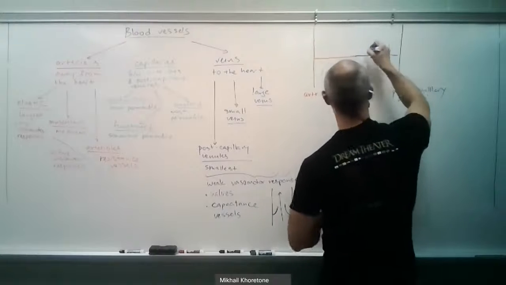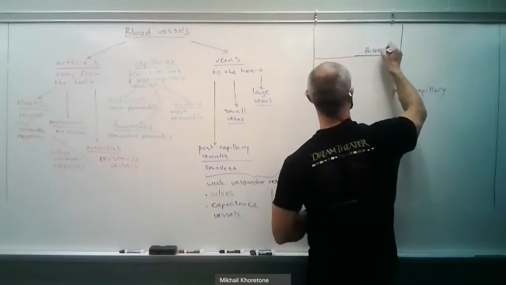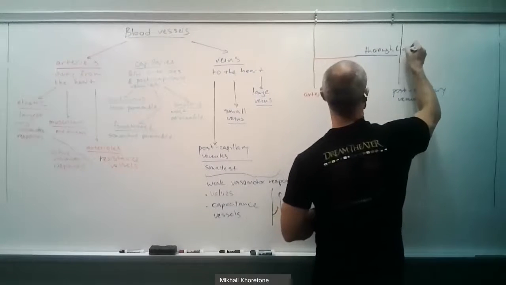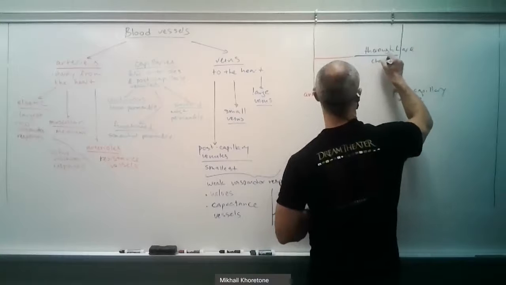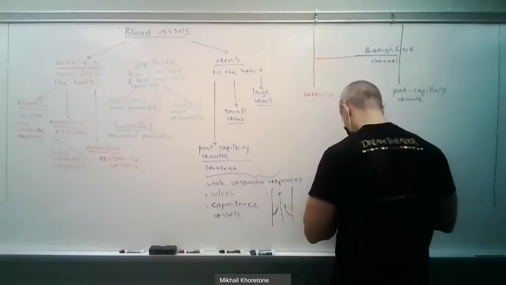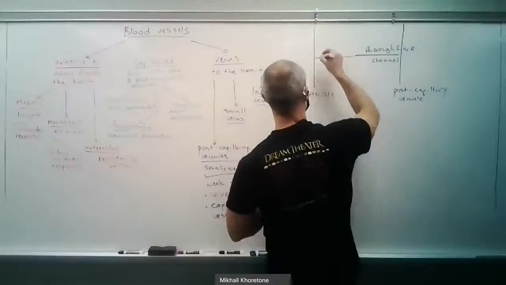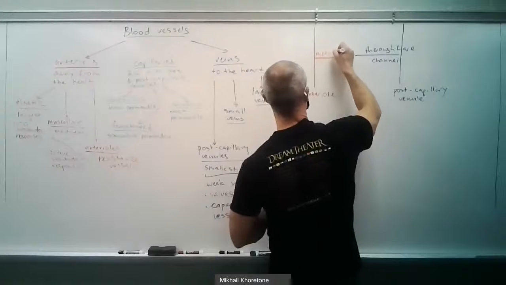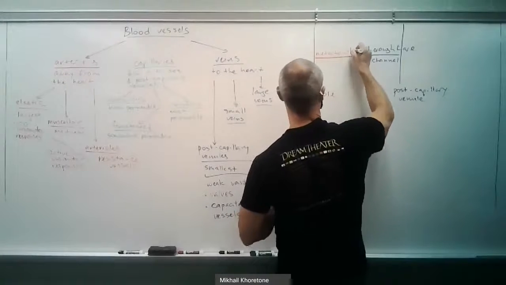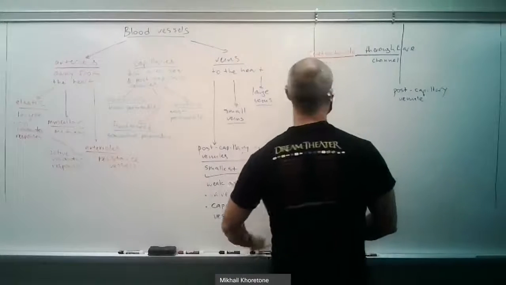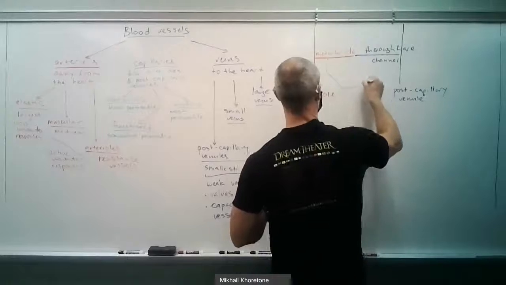Postcapillary venule. This is called thoroughfare channel. This is called metarteriole. Those are capillaries. Okay.